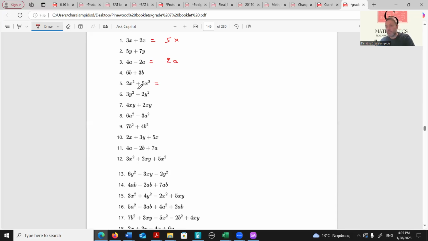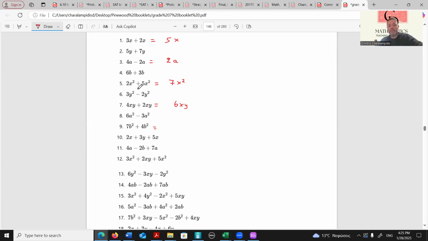2x squared plus 5x squared. The common variable part is x squared. And then 2 plus 5 should get a 7. 4xy plus 2xy. The common variable part is xy, so it should definitely be in the result. 4 plus 2 is 6.